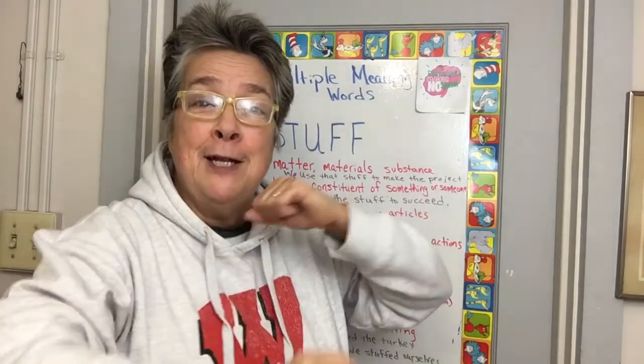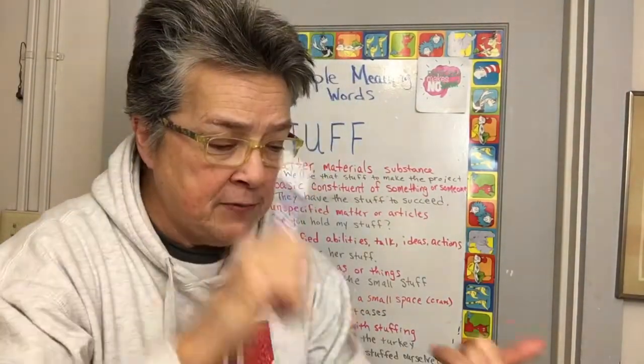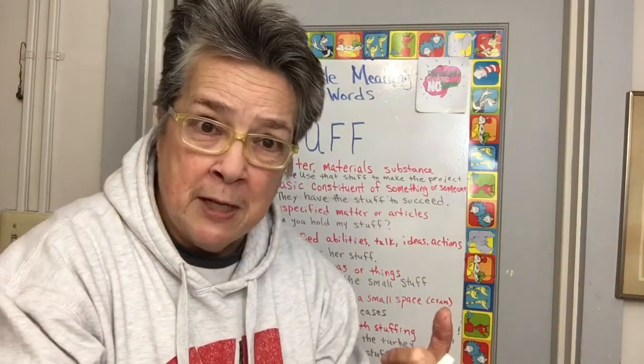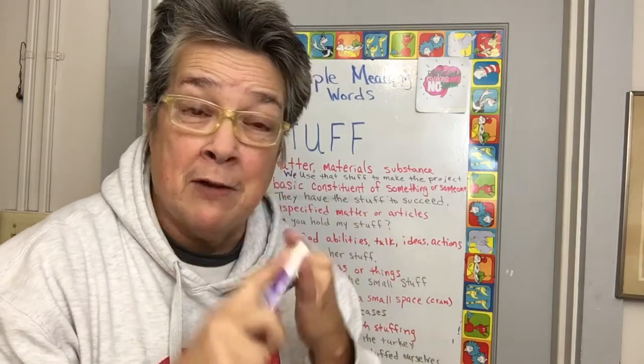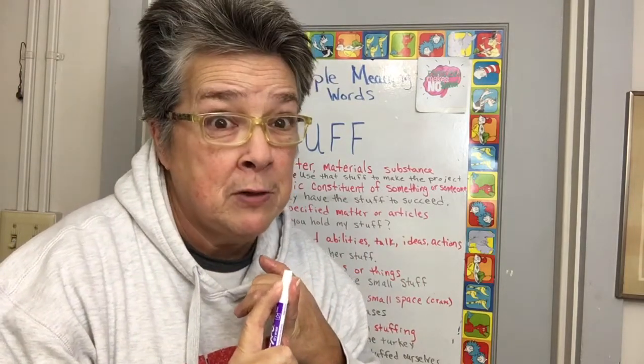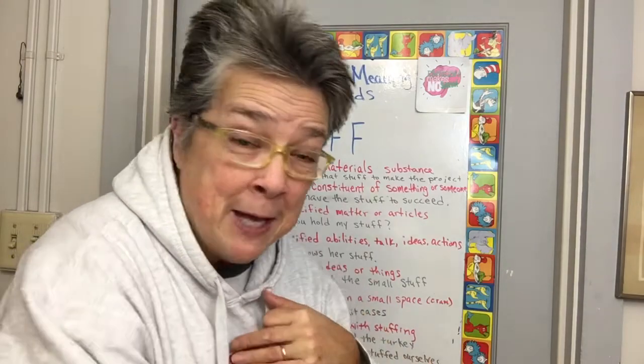Stuff. S-T-U-F-F. 5 letters, 10 definitions. Stuff's a noun, stuff's a verb, stuff can be an adjective, and stuff can be a gerund. But for this lesson, we're going with stuff the noun, you know, person, place, or thing, and stuff the verb. Verb, the action word. Come on.